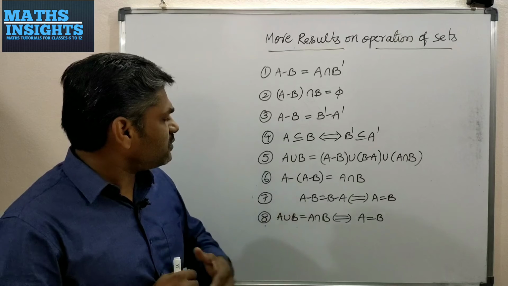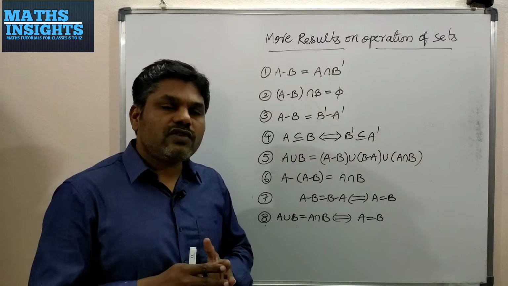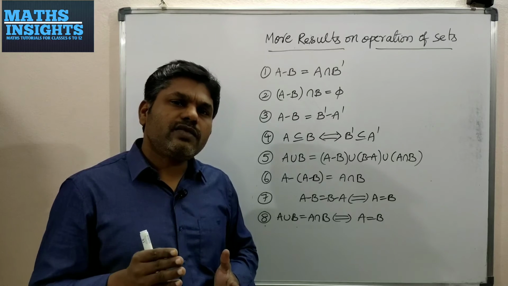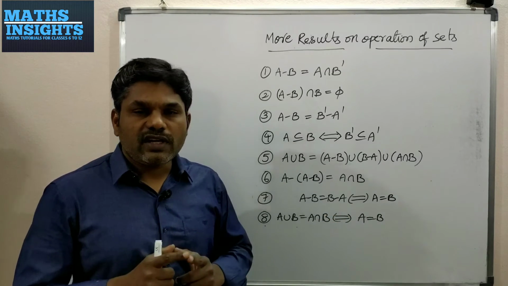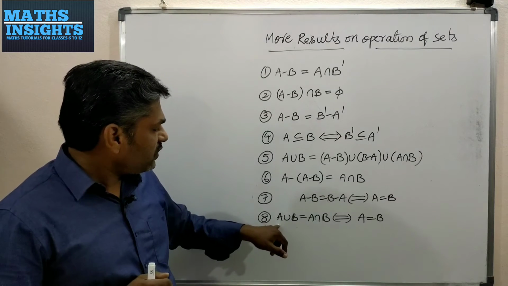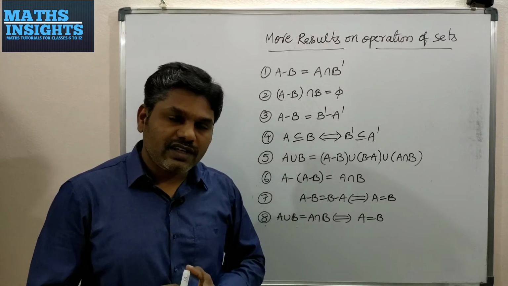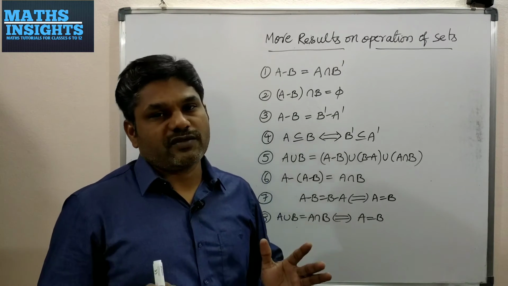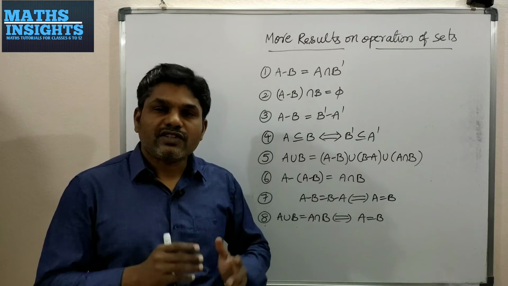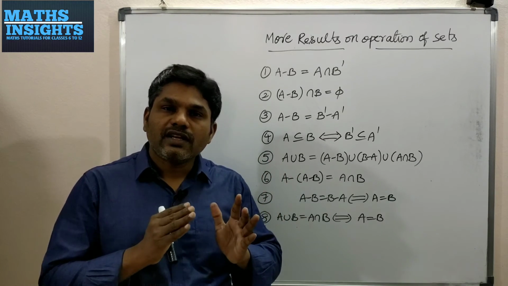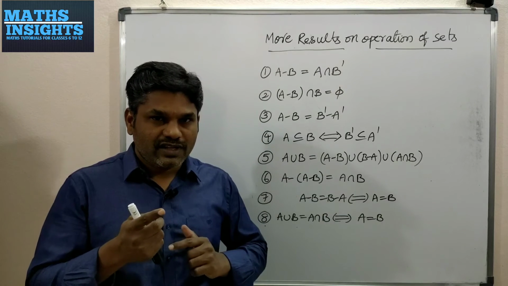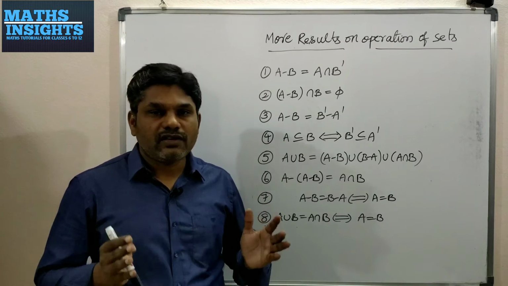Coming to the seventh result, A minus B is equal to B minus A. Actually you know that A minus B is generally not equal to B minus A. If A minus B becomes equal to B minus A, definitely they will be equal sets, otherwise it is not possible. And coming to the eighth one, if A union B is equal to A intersection B, then A union B is generally not equal to A intersection B. If they are equal, that means A automatically equals B. Suppose A is equal to {1, 2, 3}, then B is equal to {1, 2, 3}, only then will A union B become equal to A intersection B. Automatically the sets A and B become equal.